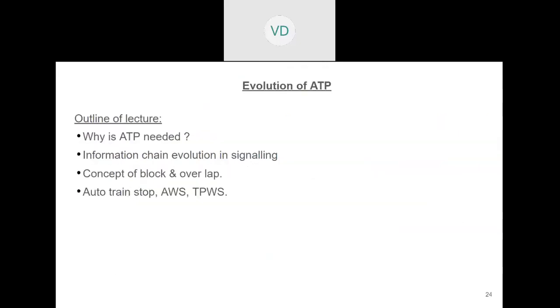So based on these three, four categories, that is what type of information, continuous or discontinuous, method of transmission, type of information transmitted, and type of intervention, depending on all those things, now we will see how it has evolved from the elementary stage to the CBTC level. Next.